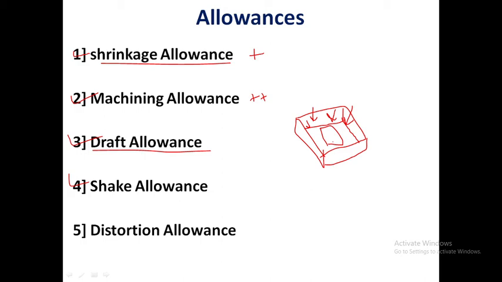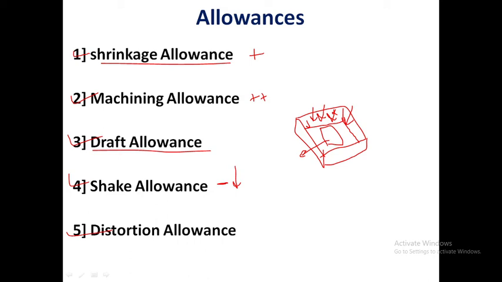That means when a pattern is rapped or shaken in the mold before it is withdrawn, the cavity in the mold is slightly increased. So in order to compensate for this, the pattern is made slightly smaller than the actual. This is what the shake allowance is. And the last one is the distortion allowance.